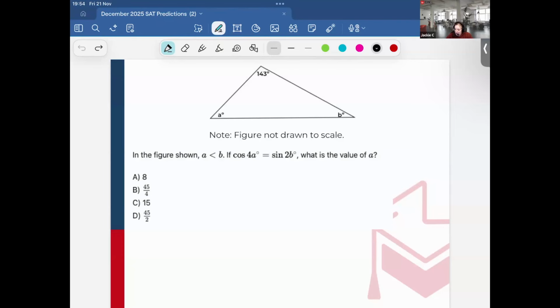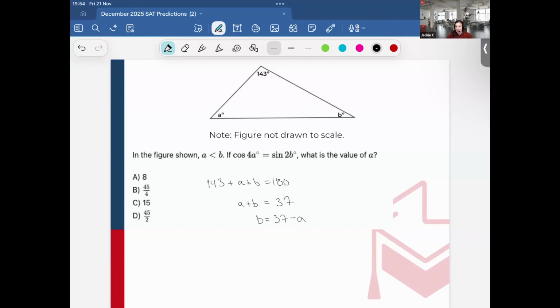We know a triangle has 180 degrees, so we can say 143 plus a plus b is equal to 180. Subtract 143 from each side, and we get that a plus b is equal to 37. Okay, so that's interesting. Likewise, I can rearrange this in terms of b and say that b is equal to 37 minus a.